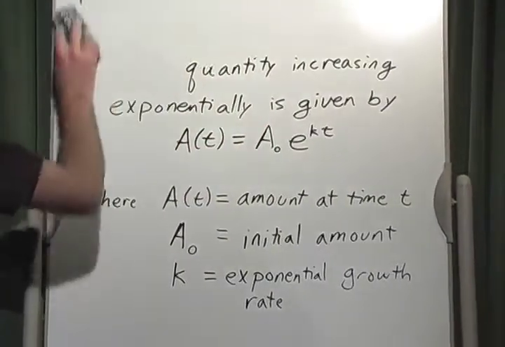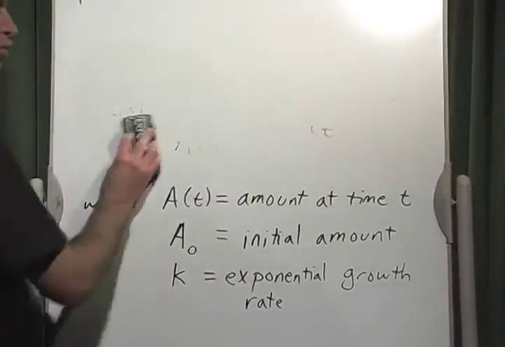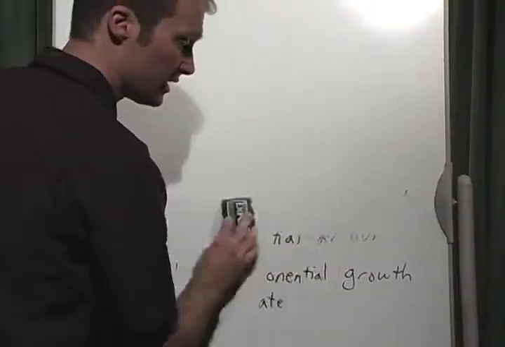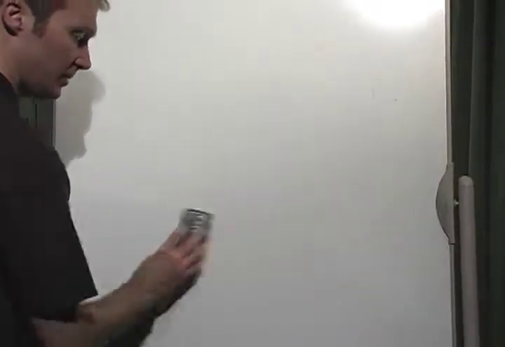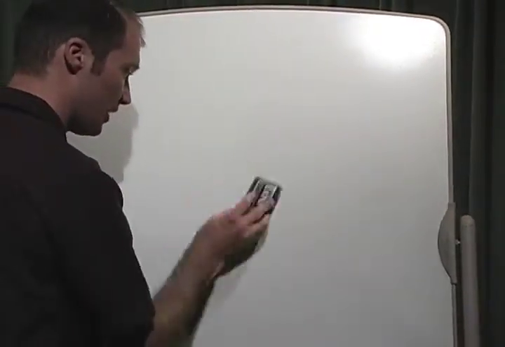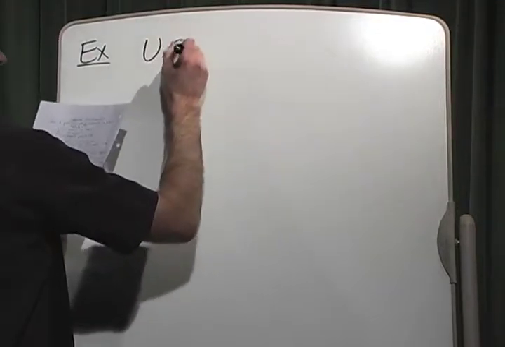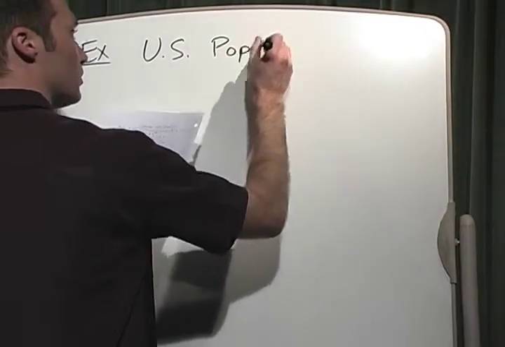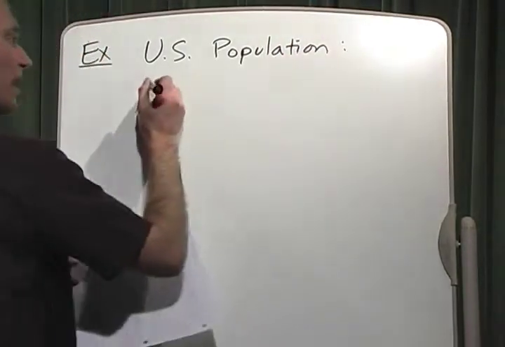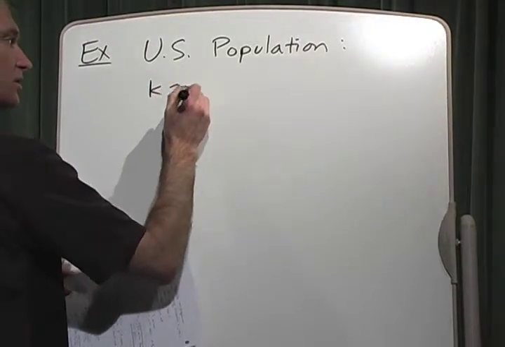In my first example, I want to talk with you about the U.S. population. The population of the United States has been increasing exponentially. I went on Wikipedia to try to grab some numbers to work with, and I was able to come up with the following. For the U.S. population, the exponential growth rate is about 1% per year.